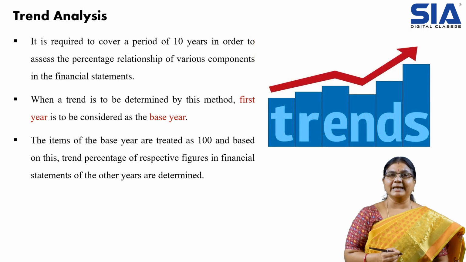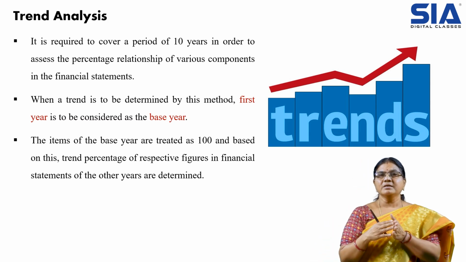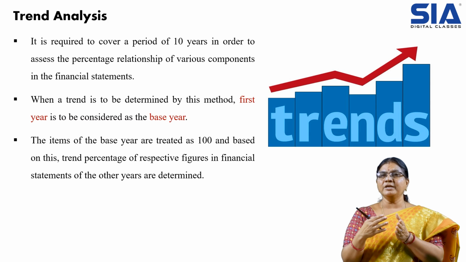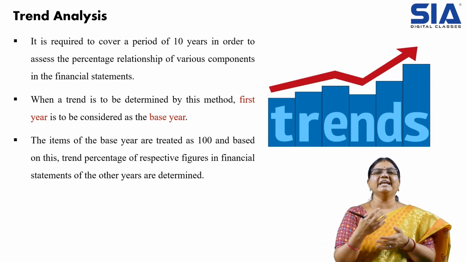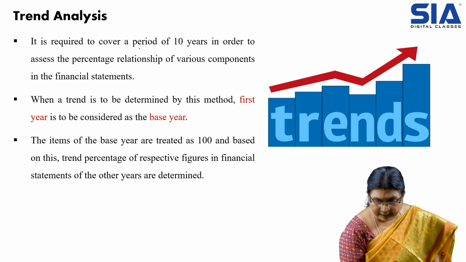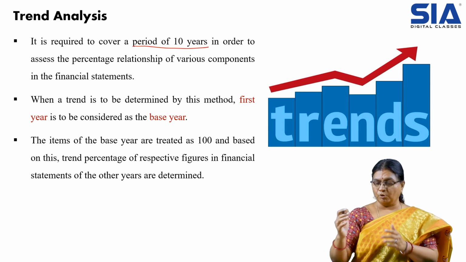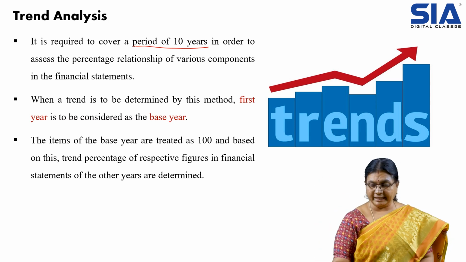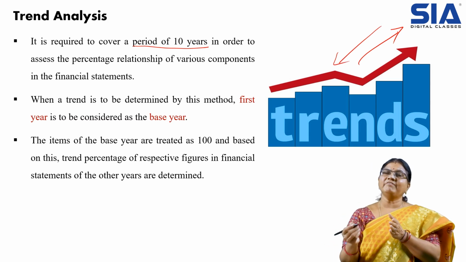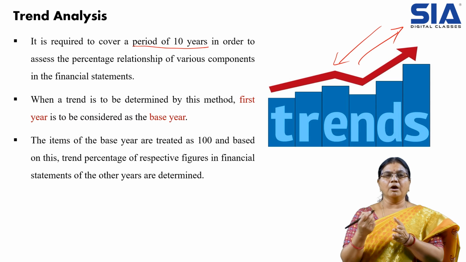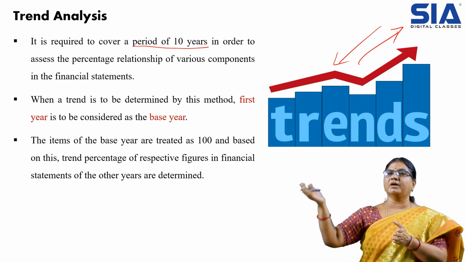Then coming to trend analysis, the trend itself means there should be a series of figures. When we compare within a series of figures, we should have at least 10 years. When we take a period of 10 years, we can see how the trend is going, whether it is moving in an upward way or a downward way. So how can we check whether it is going upward or downward?